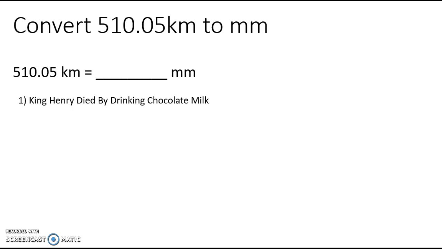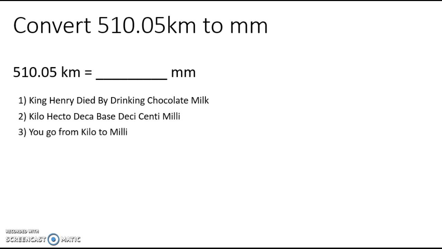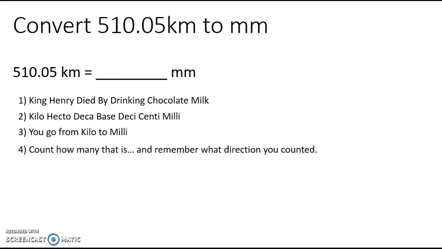The first step is to remember King Henry died by drinking chocolate milk. That's our acronym to remember the prefixes. This means kilo, hecto, deca, base, deci, centi, milli. You are going from kilo to milli. Count how many that is and remember what direction you counted, which means you're going kilo, hecto, deca, base, deci, centi, and milli. So that's 1, 2, 3, 4, 5, 6.